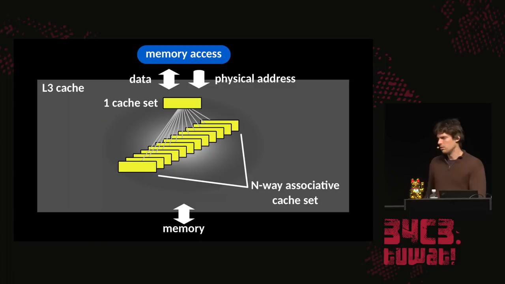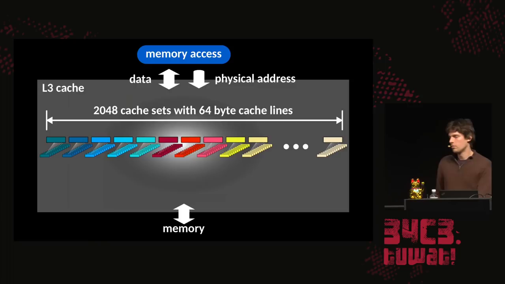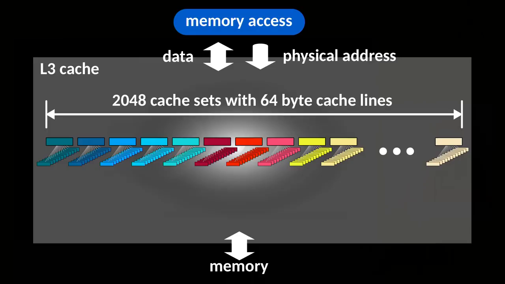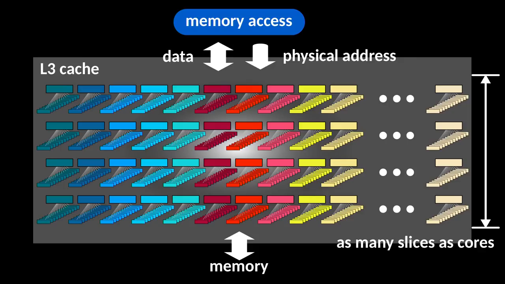And I'll talk about a modern Intel machine, but the concept translates also to other microarchitectures. So per core there are 2048 cache sets, which are called a slice. And yeah, on a 4-core machine you have 4 slices, and these slices are shared among all cores. But it's just the way Intel has organized their cache.